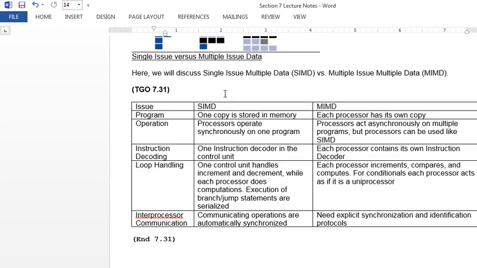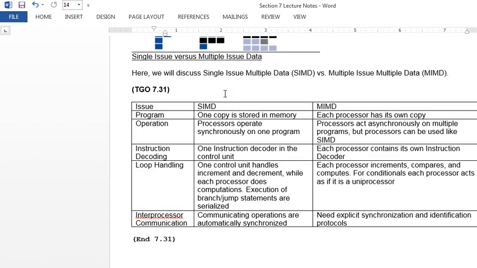So you're going to have one processor doing that with one control unit, while each other processor does the computation. So you would want to be doing one where this processor is deciding, I'm going to increment. Then this processor is going to say, well, we're incrementing, I want to do that. Then this processor is doing another function within that loop.